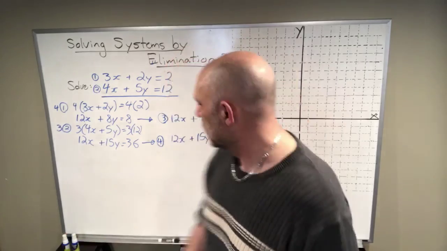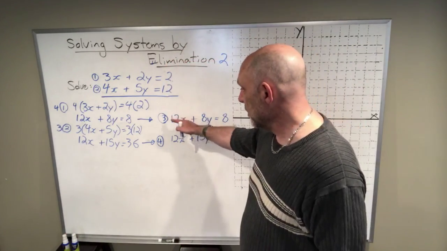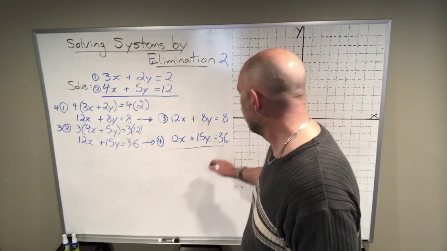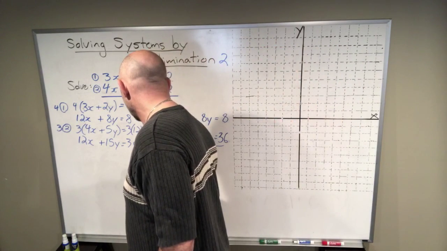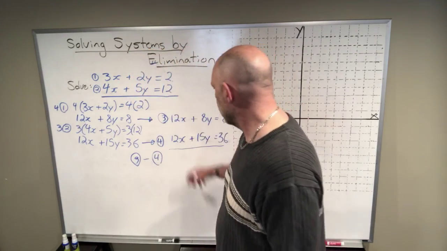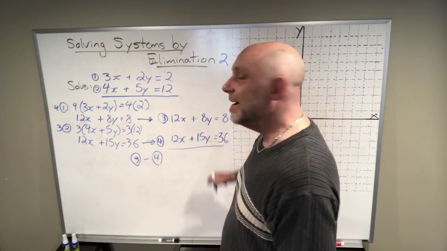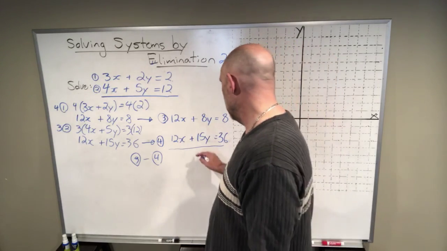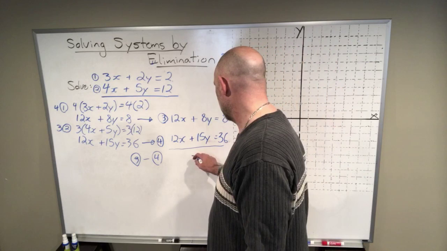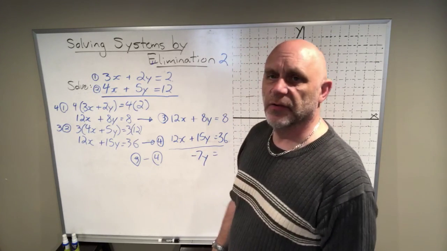Now, since the x's match, I'll just subtract. Equation 3 minus equation 4. 12x minus 12x is nothing. 8y minus 15y is negative 7y. 8 minus 36.